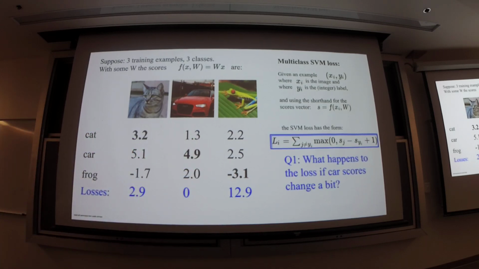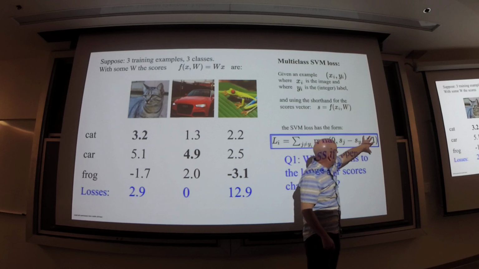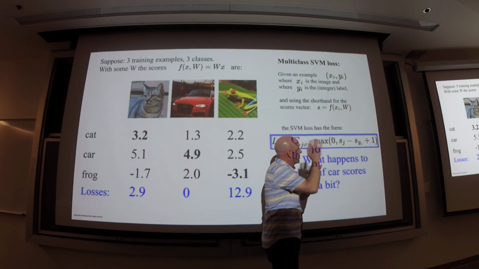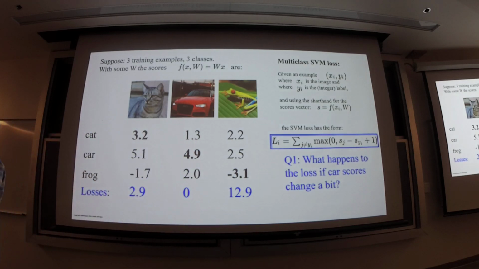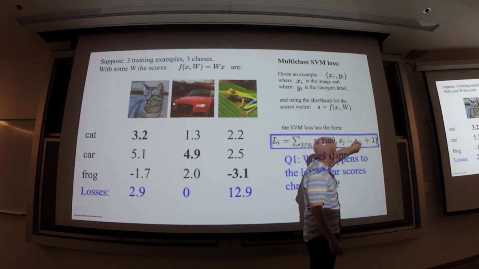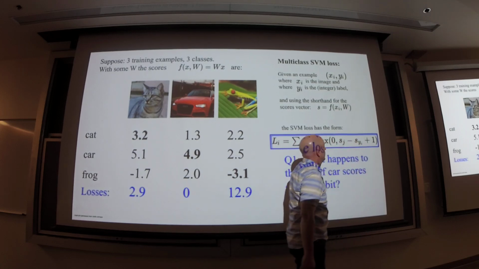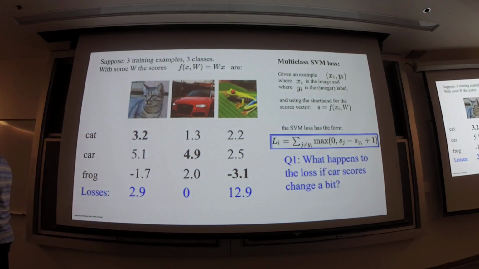No, it doesn't, right? Because if it's already 0, we know we're already in this regime where the correct scores are large enough that if we just change them slightly, a little bit, this relationship is still going to stay true, that this score is larger than Sj plus 1. So this is just an interesting property of SVM loss.